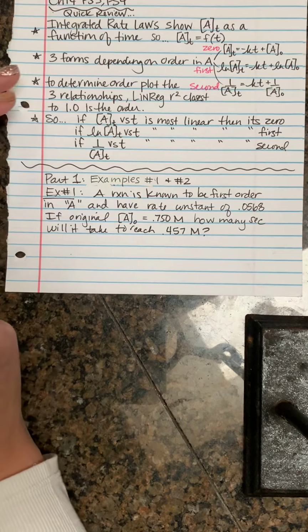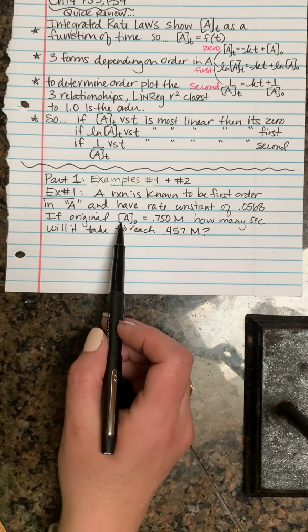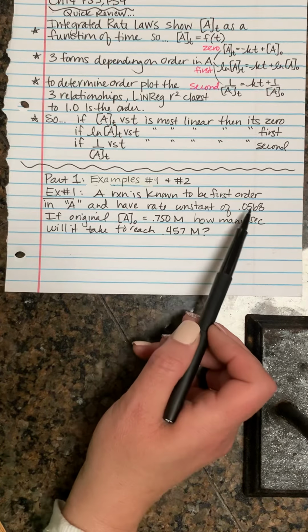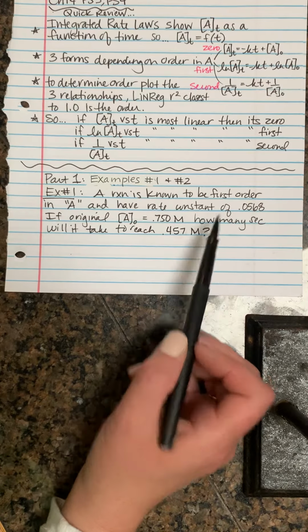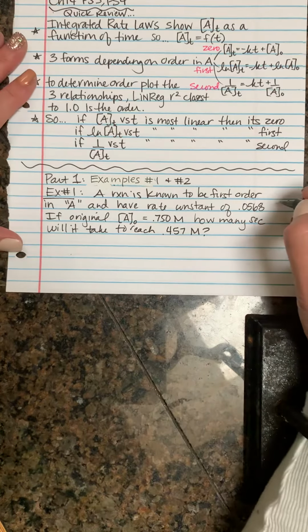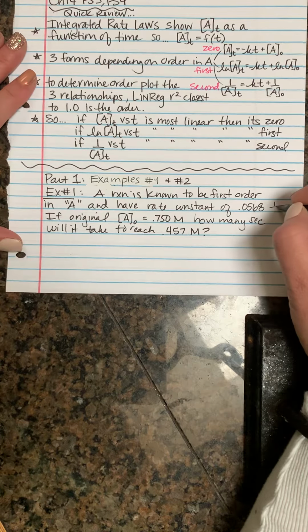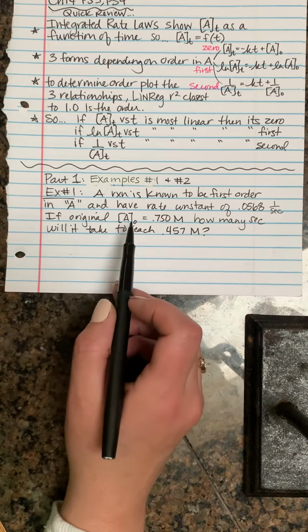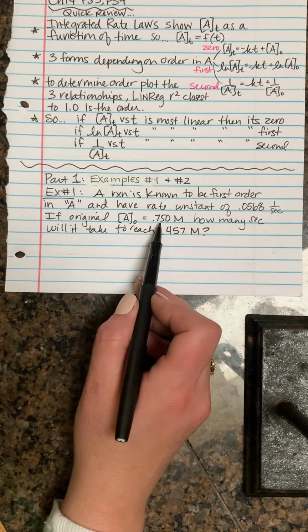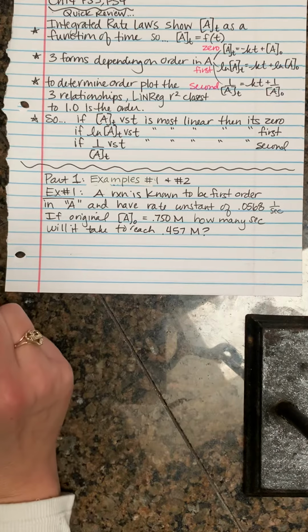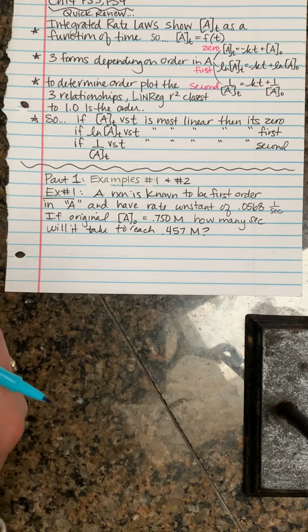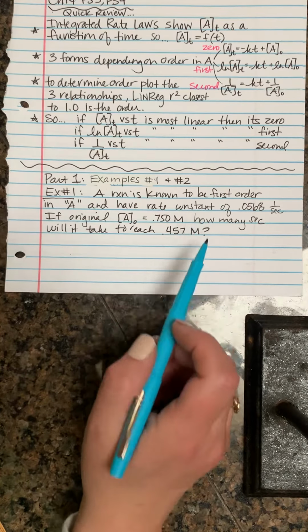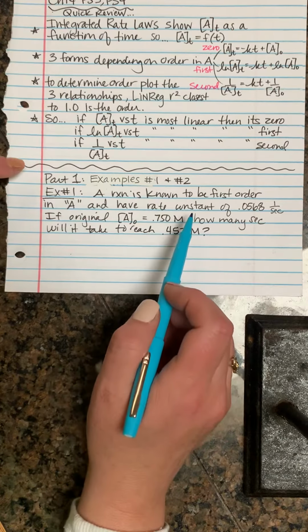Okay, so we have an initial concentration, we have a rate constant, 0.0568, and that's going to be given to us in 1 over seconds, right? And we want to know if the original concentration is 0.750, how many seconds will it take to reach 0.457? Okay, so they've done kind of the hard work for us here. They've already diagnosed what order it is.